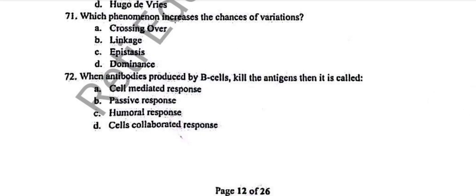Question number 72. When antibodies produced by B cells kill the antigen, then it is called A. Cell mediated response. B. Passive response. C. Humoral response. D. Cell collaborated response. And the correct option is C. Humoral response. B lymphocytes and mediated antibody based immunity.